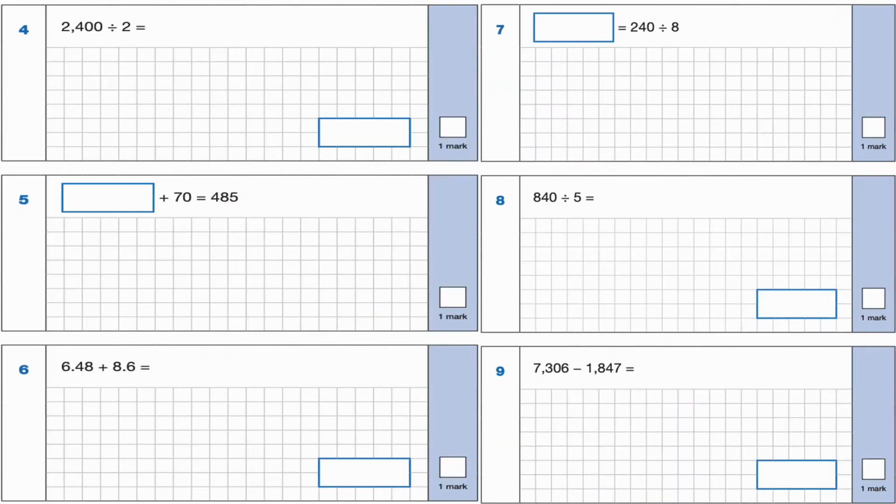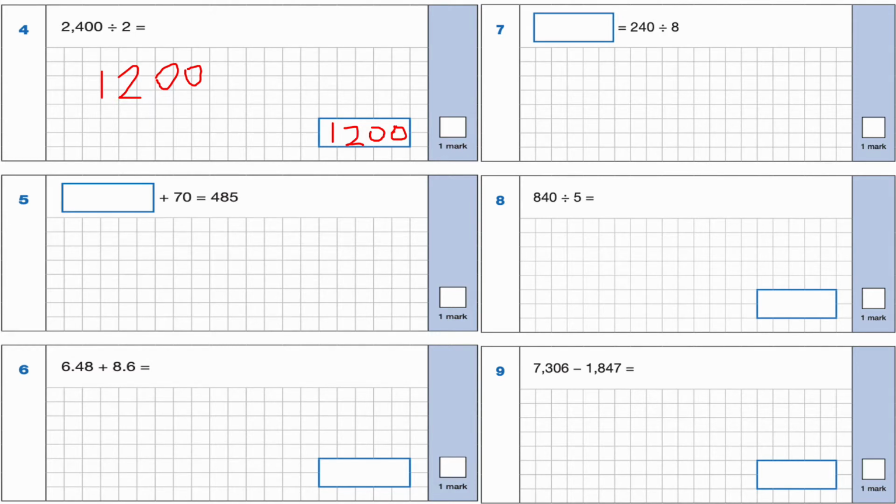This is question number 4, guys. Work out 2,400 divided by 2. Well, if I ignore the zeros, a half of 24 is 12. And then add on the 2 zeros is 1,200. Or you might pronounce it as twelve hundred. Either is fine.